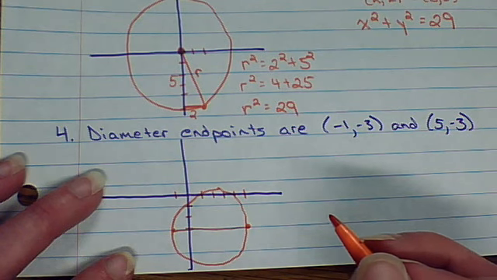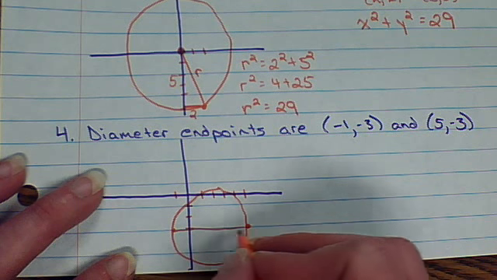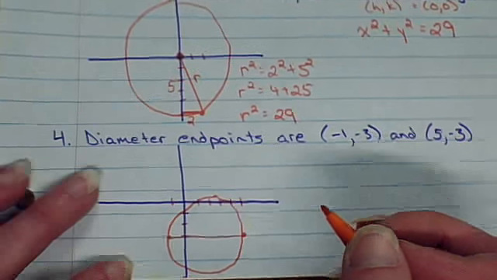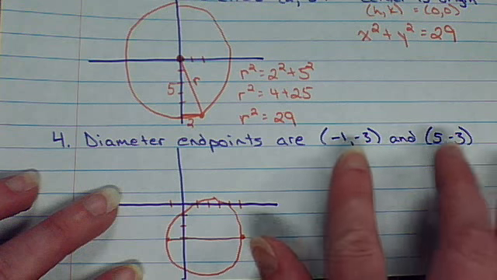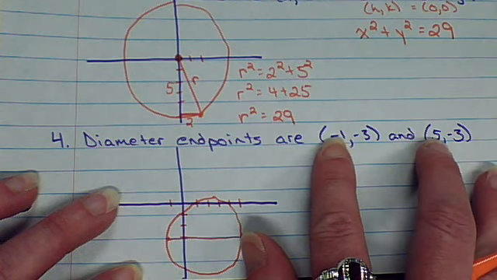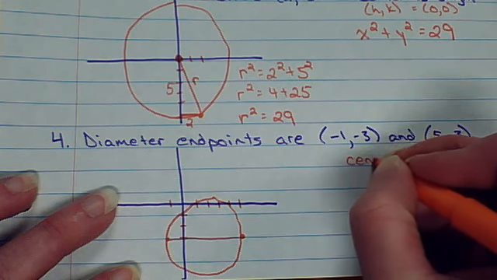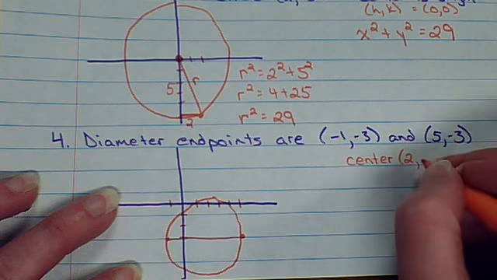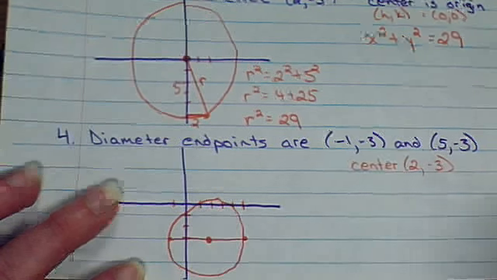Also know that the radius is half of the diameter. So let's find that halfway point, which one way to find your halfway point is to find the midpoint, which is the average of these 2 points. If I average these 2 points, -1 plus 5 gives me 4. Half of that is 2. And then halfway between -3 and -3, well, luckily that's easy. That's just -3. So that is my center.